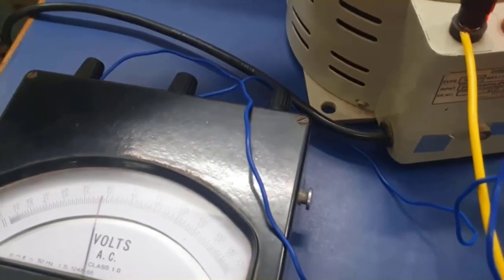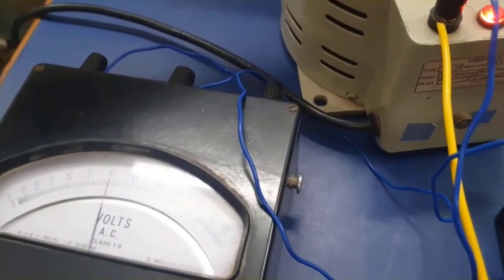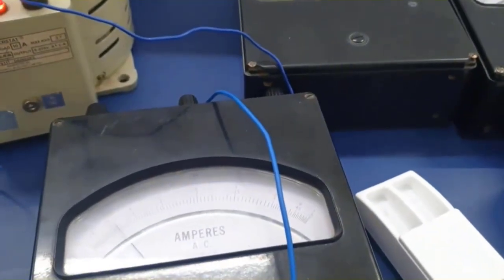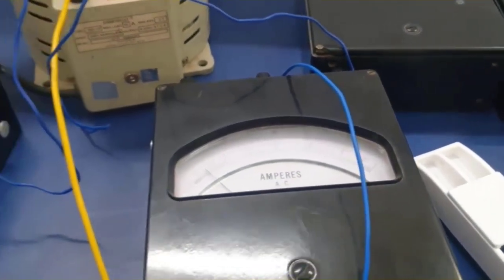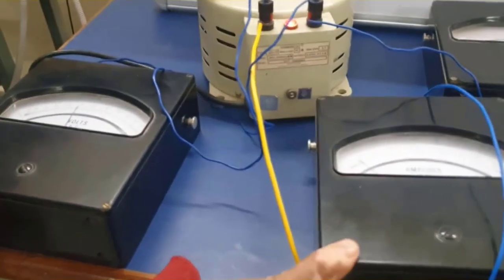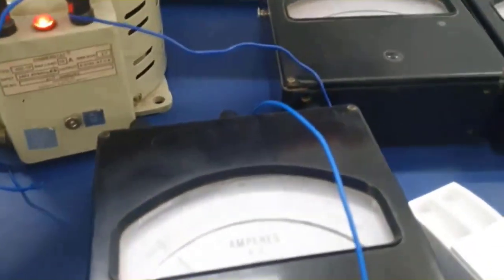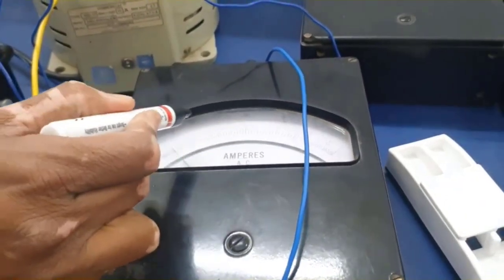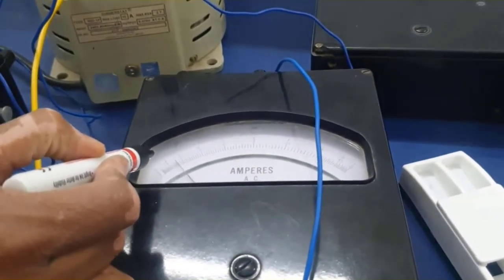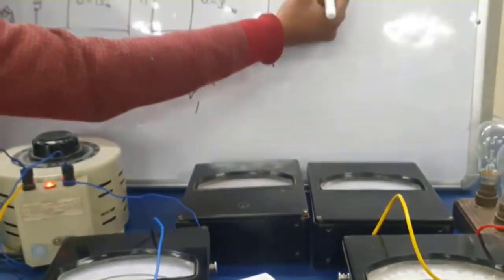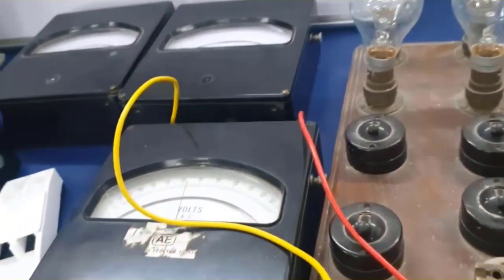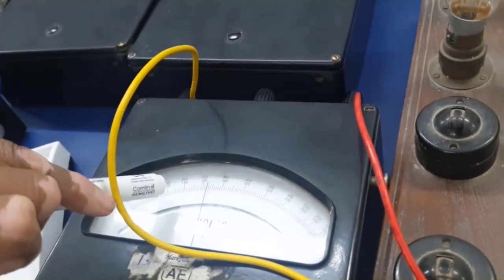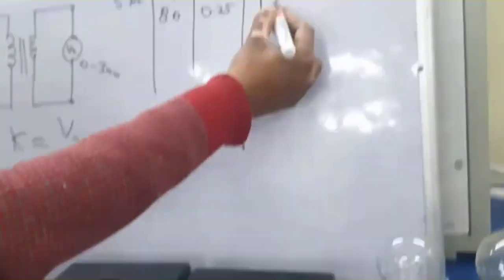For the first reading, suppose we set 80 volt. Yes, this is the 80 volt primary voltage. The primary current I1, observed on the upper scale, is 0.25. And V2, observed on the lower scale of 300, is 164.